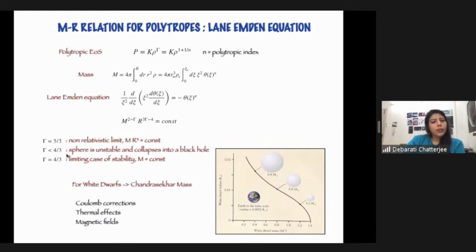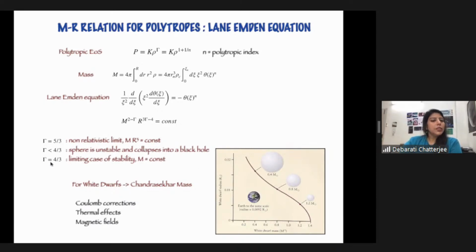One limit is if you plug in the case gamma equal to 5/3. This is what we already encountered, the non-relativistic limit. If you plug in gamma equal to 5/3, you get M R cubed equal to constant. So this is an important relation for the non-relativistic limit. Now let's see what happens when you have 4/3. You can see already from the index of R that if gamma is less than 4/3, then the sphere becomes unstable and collapses into a black hole.